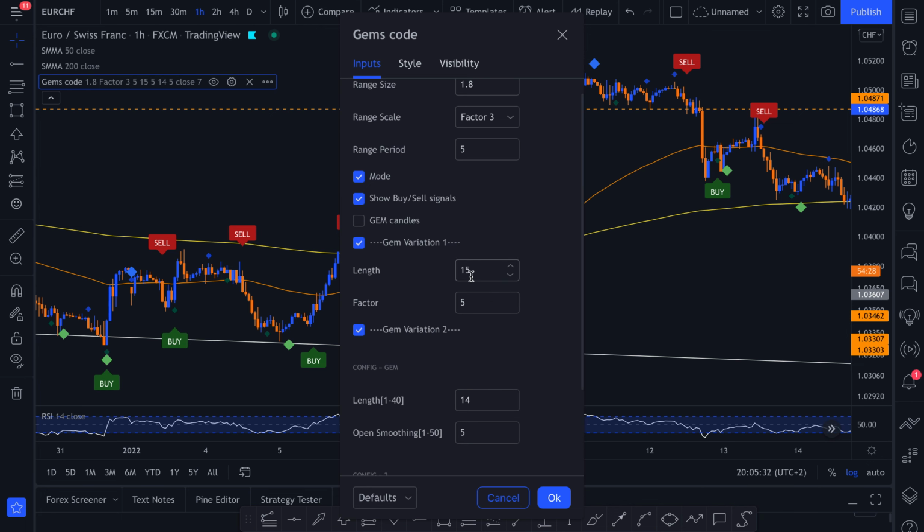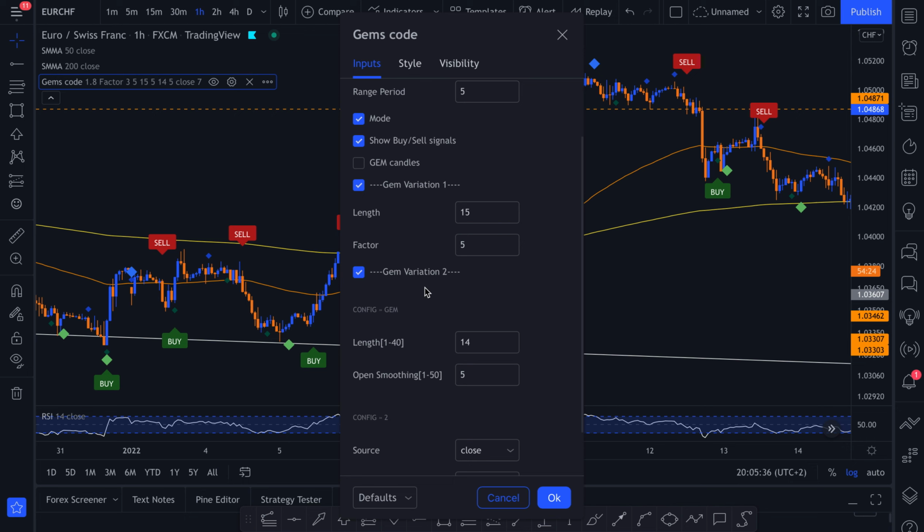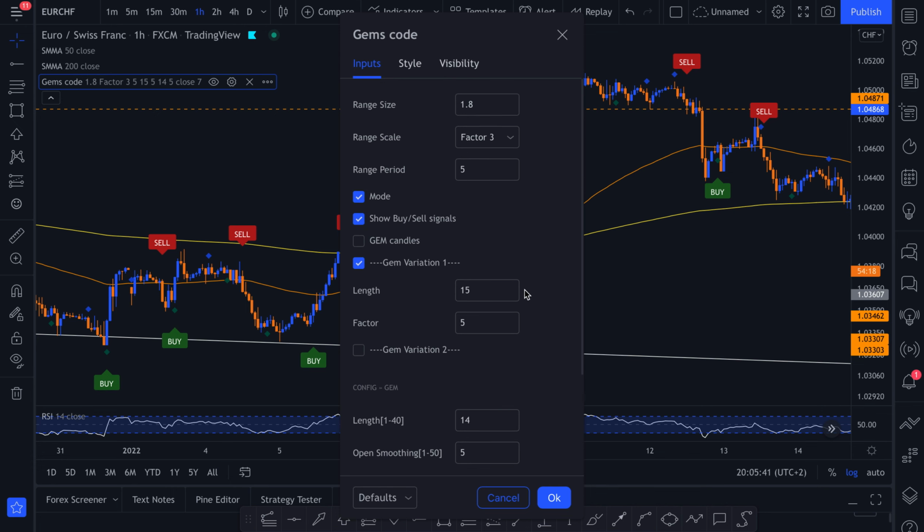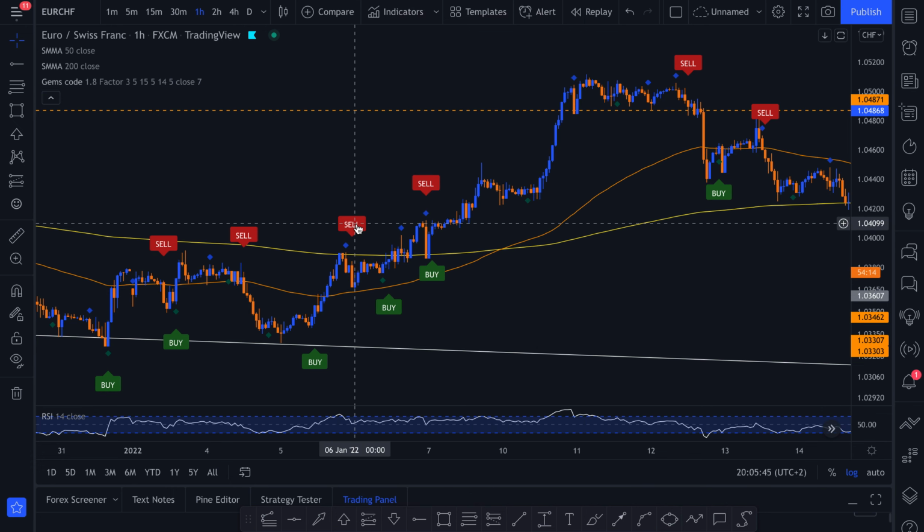So right here you can adjust the actual length of all of the variations. You can check the factor variation for the second factor. You have the second length and everything. Now, I'm not going to be playing around with this right now. What I wanted to show you is that it actually works. So right here, we got a buy signal on this candle right here. What happened? It went up. We got a sell signal at this point. What happened? The market went down.